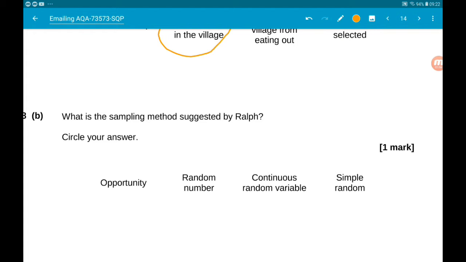It's not random number. It's not continuous random variable. It is, now for some reason, AQA seem to have got their words the wrong way around here. It's not a sample random, it's a random sample. But we'll roll with it. That's the guy that we want.